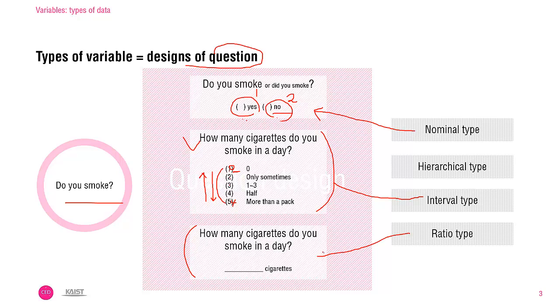Ratio data are the same as the interval data with the addition of an absolute zero. With the ratio data, the differences between the measurements are interpreted as a ratio. Examples of ratio data are age, height, and weight. In each example, 0 indicates the absence of age, height, or weight. So here 0 indicates 0 cigarettes.